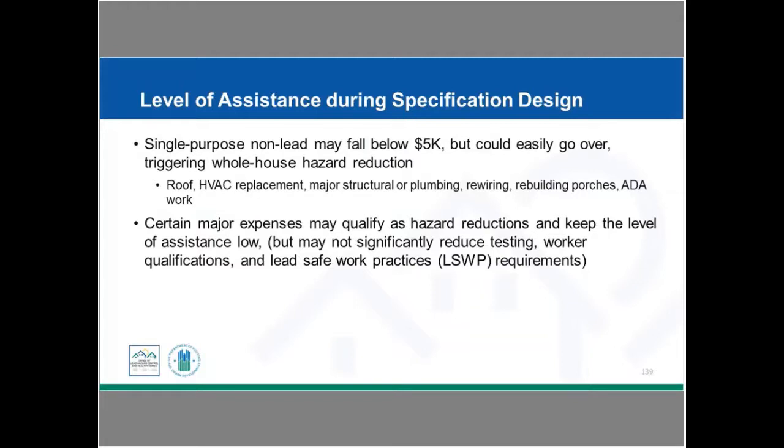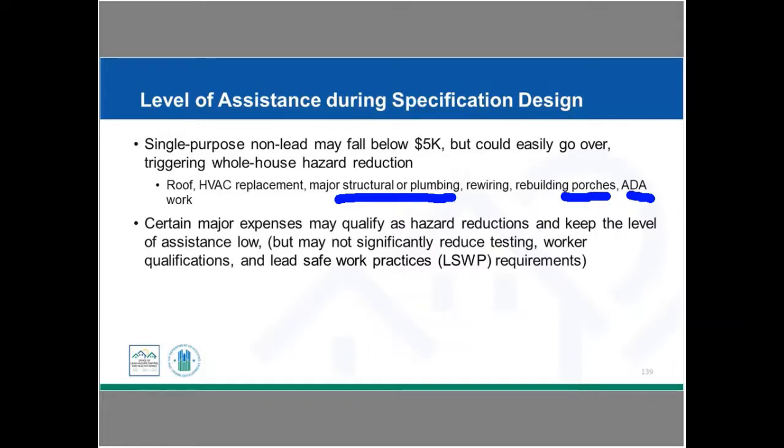Thinking through the items on the work write-up or the specifications and how it may affect the level of assistance. So perhaps you have a single-purpose program. Maybe you are just looking at plumbing or rewiring or rebuilding the porches or some type of ADA work. Maybe that's the single purpose program you have and it was always under 5,000. But now when you're looking into the work that you're doing, you are disturbing a lot more paint and you're falling into a higher category. So these are just things to think of, like what level of assistance are you going to land in once you have that initial work write-up.